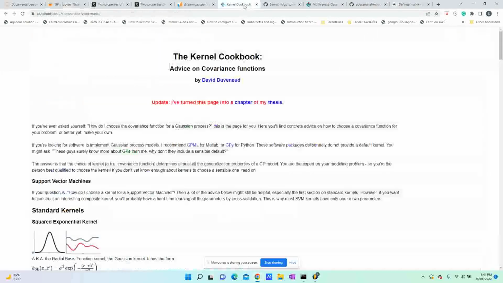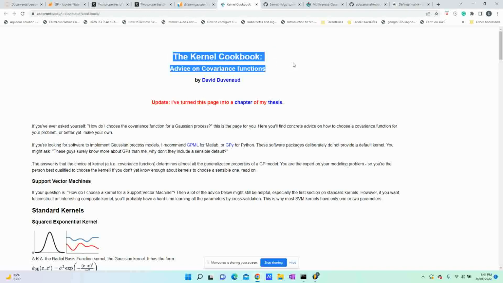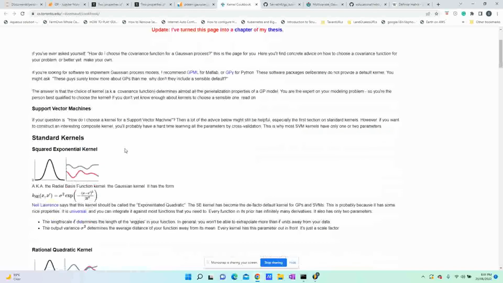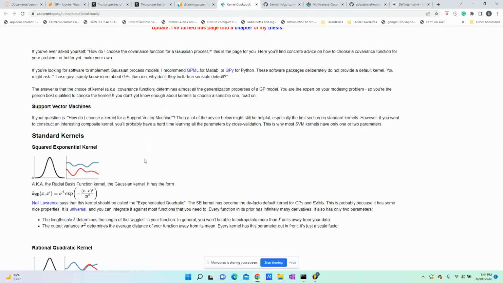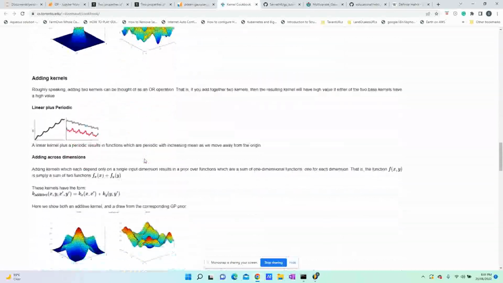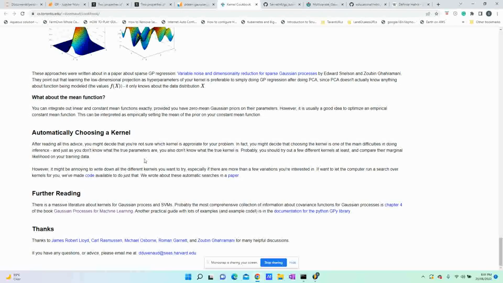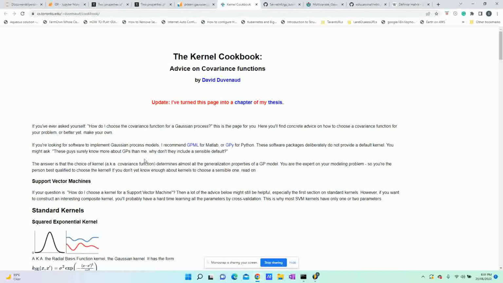And if you're looking at kernels, there's something called a kernel cookbook, advice on covariance function. It's a very nicely written documentation. It is also referenced in scikit. In scikit Gaussian process, there is a reference to this kernel cookbook. You can go to this kernel cookbook and look at various different kernels, on what conditions you need to use those kernels and all that.